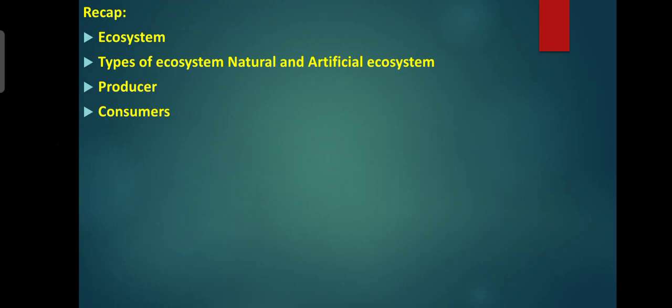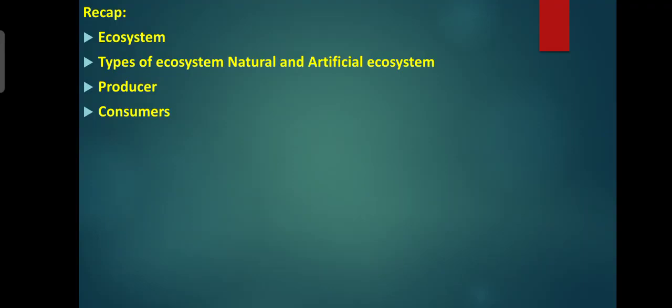Next one, types of ecosystem. Ecosystem is divided in two types, natural ecosystem and artificial ecosystem. Now move on, natural ecosystem. Ecosystem originated without human intervention is called natural ecosystem. This can be an aquatic ecosystem or terrestrial ecosystem, water or land. Ecosystem in water is called aquatic ecosystem. Example, sea, river, lake, pond.